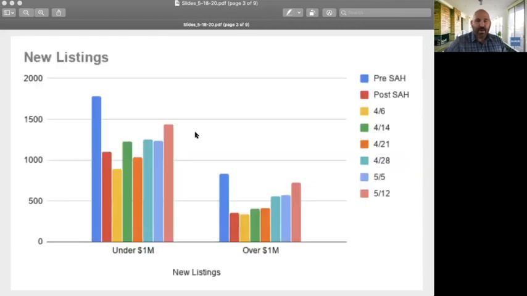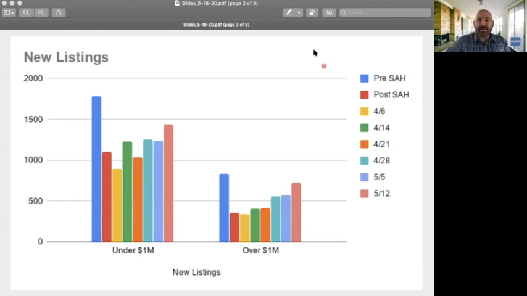Go through here. So we've got our new listings, and you'll notice on the right-hand side I've relabeled things, right? This is the week starting with that date, and we've got pre-stay-at-home, post-stay-at-home, and then the weeks. And you'll notice, guess what? We had a jump right through here. You'll see a pretty solid jump in new listings, and that happened both under $1 million and over $1 million. Hardly surprising. I think the word is out that the market is pretty strong, and a bunch of people who've been waiting to put their house on the market have gone ahead and done so.